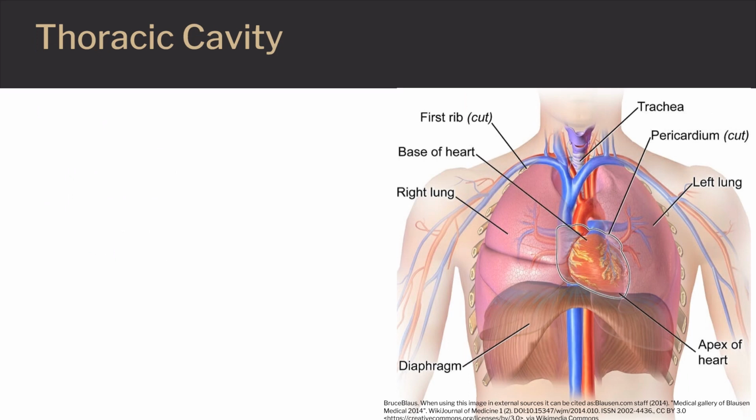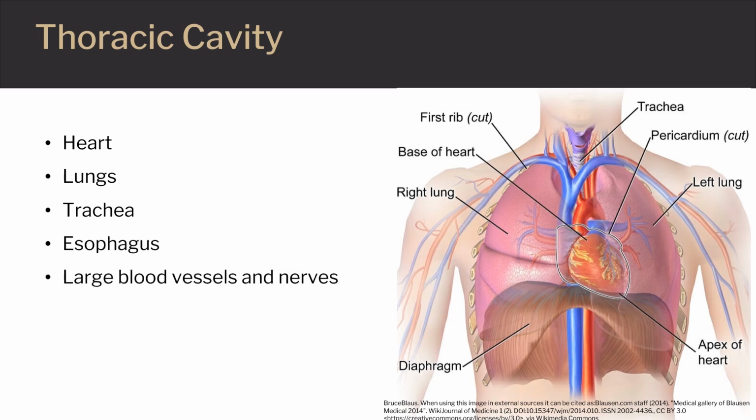The upper ventral, thoracic, or chest cavity contains the heart, lungs, trachea, esophagus, large blood vessels, and nerves. The thoracic cavity is bound laterally by the ribs and the diaphragm caudally. The thoracic cavity has two openings, one from the top, leading to the mouth and throat, and the other allowing the esophagus and other important vessels and tissues to pass between the thoracic cavity and the abdominal cavity. The thoracic cavity has several functions. The first is to provide protection and support the body's vital organs.